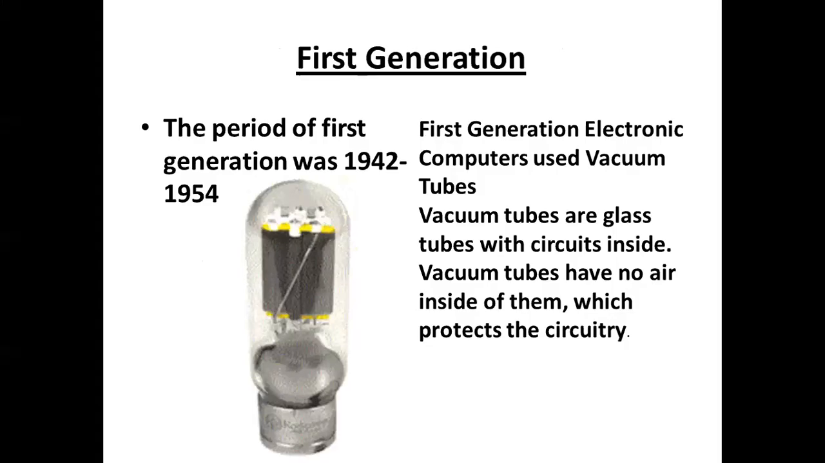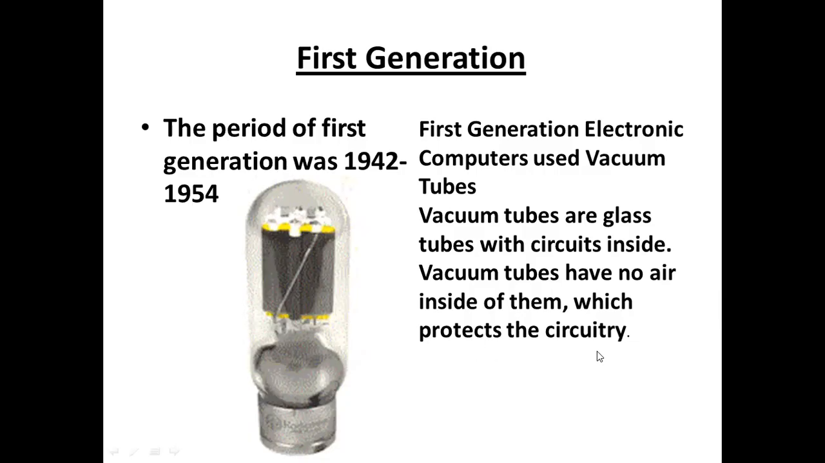First generation computer. The period of the first generation was 1942 to 1954. First generation electronic computers used vacuum tubes. It means the computers generated in the first generation, in the time period of 1942 to 1954, used vacuum tubes. Vacuum tubes are glass tubes. As is visible in the diagram, it is just like a glass tube with a circuit inside. There is one black, or I think 2, circuits inside this vacuum tube. Vacuum tubes have no air inside of them. It is completely closed, with no chance of air reaching the circuit.